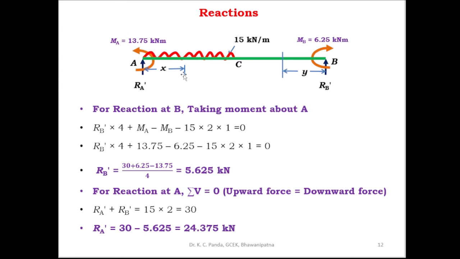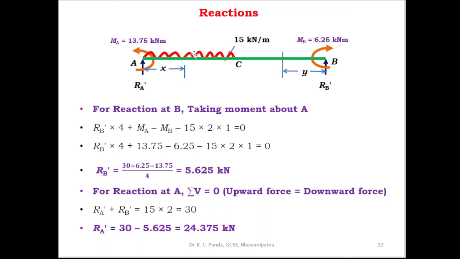Then after knowing the RA dash and RB dash, you can find out the shear force at different positions. Shear force at B is FB equal to minus RB dash, right side upward force negative. Then shear force at C remains constant, that is minus RB dash. RB dash is equal to 5.625. So shear force at B is equal to minus 5.625 kilonewton, and shear force at C is also minus 5.625 kilonewton. Then what is the shear force at A?